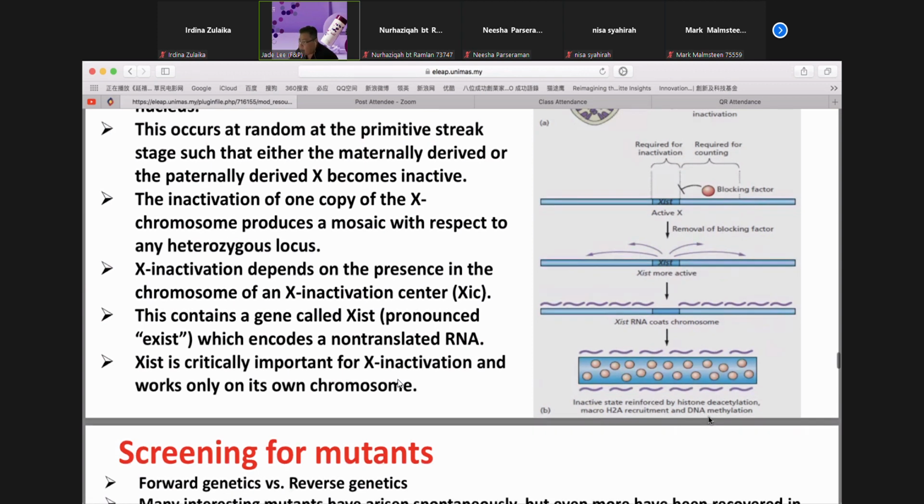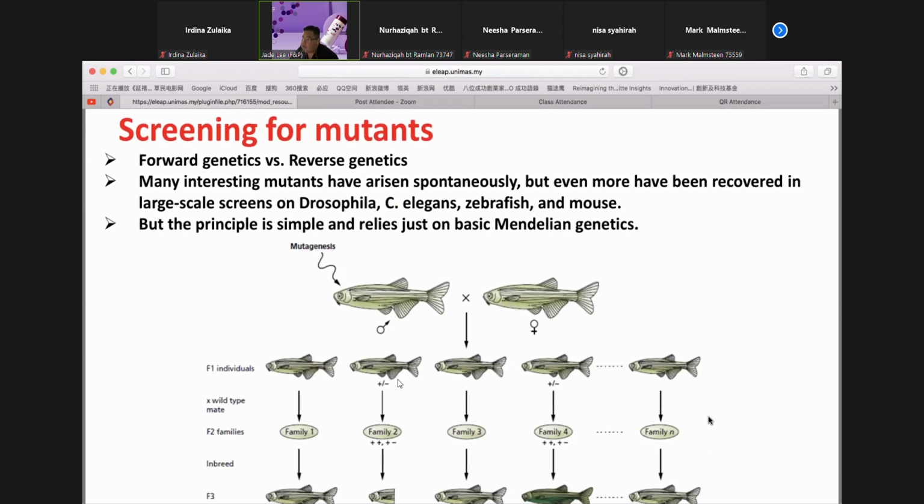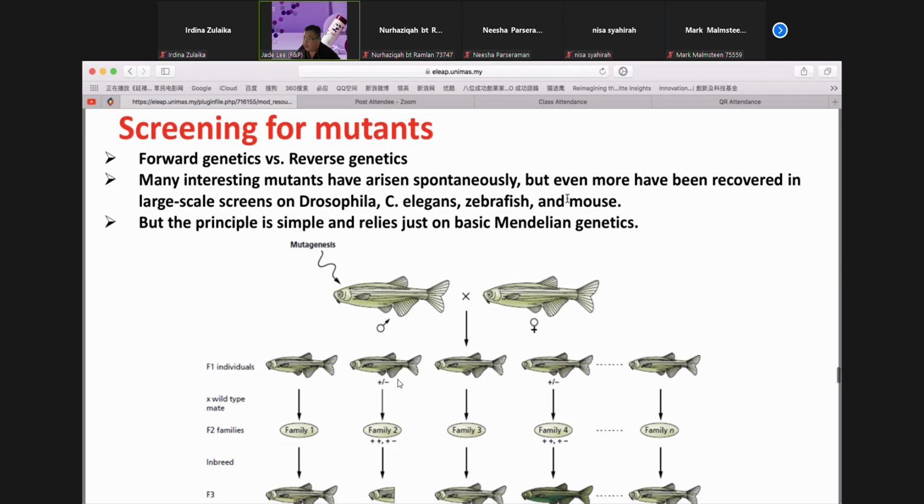Okay. Now, bagaimana kita screen for mutant? Bagaimana kita boleh buat mutant? Okay, either we do forward genetics or reverse genetics. So many interesting mutants have arisen spontaneously, but even more have been recovered in large-scale screens of Drosophila, C. elegans, zebrafish and mouse. Especially zebrafish, in the late 80s or beginning of the 90s, they screened a lot of zebrafish. But the principle is simple and relies just on basic Mendelian genetics.